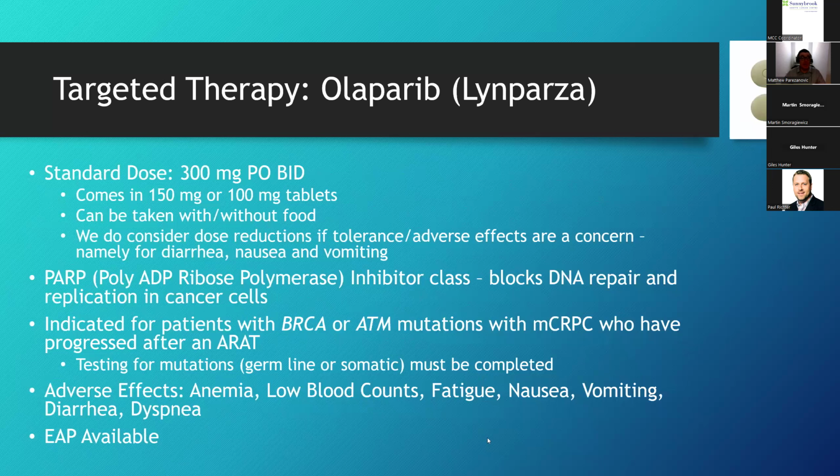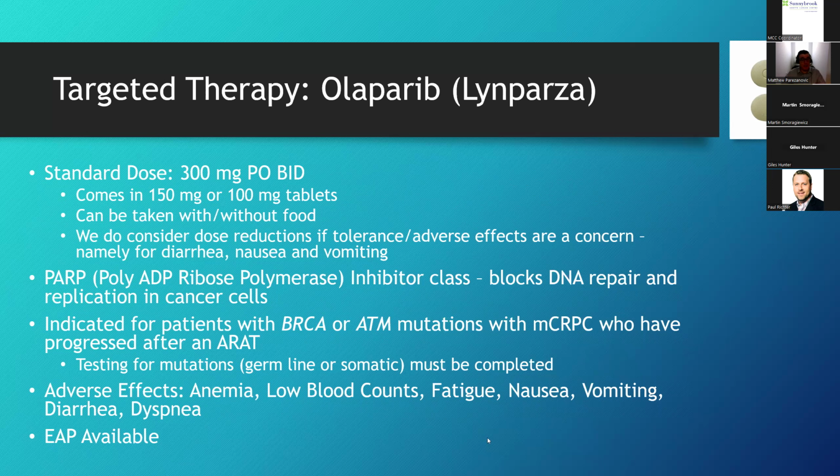I'll talk about the targeted therapies that are related to genetics now. In terms of olaparib or Lynparza, it comes in a standard dose of 300 milligrams twice daily, either a 150 milligram or 100 milligram tablet, with or without food. We do consider dose reductions if tolerance is a concern, namely diarrhea, nausea, vomiting.